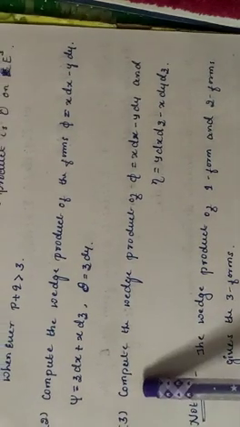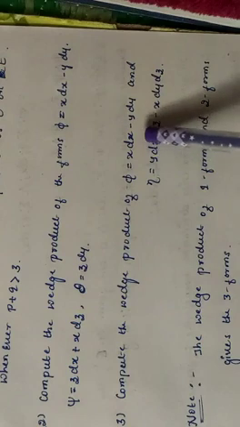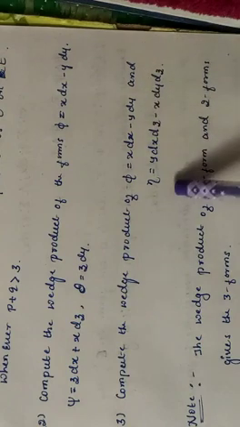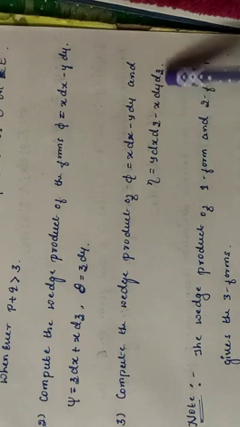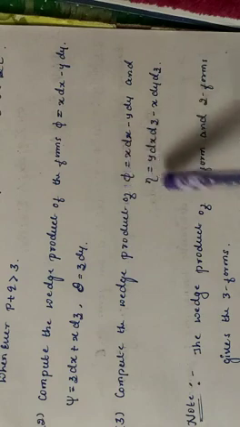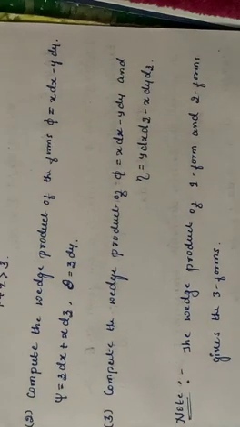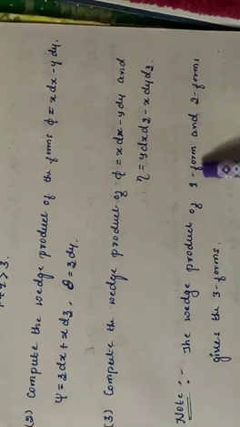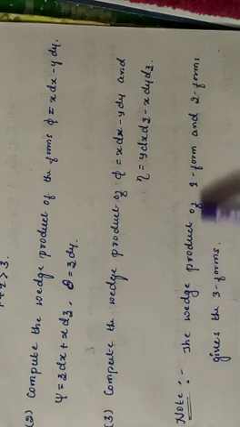Next, third one, compute the wedge product of pi equals x into dx minus y into dy and eta equals y into dx into dz minus x into dy into dz. Here also we compute the wedge product of pi and eta. Okay, so now look here, another note. The wedge product of one form and two forms gives the three forms. Remember, wedge product of one and two forms gives the three forms. This is also a very important note.